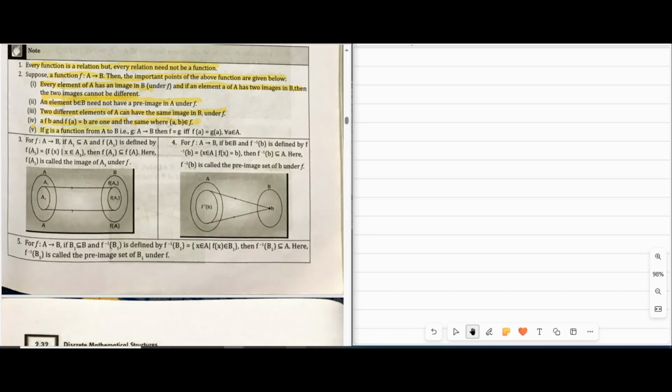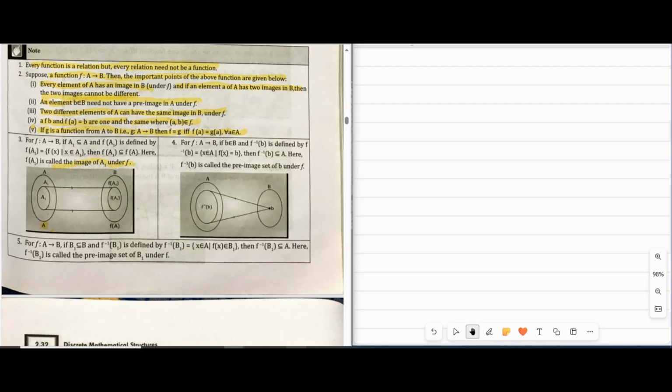If G is a function from A to B, G maps from A to B, then F equals G if and only if F of a equals G of a for all a belonging to A. Now for F from A to B, if A1 is a subset of A and F of A1 is denoted by F of A1 equals F of x, where x belongs to A1, then F of A1 will be a subset of F of A. Here F of A1 is called the image of A1 under F.